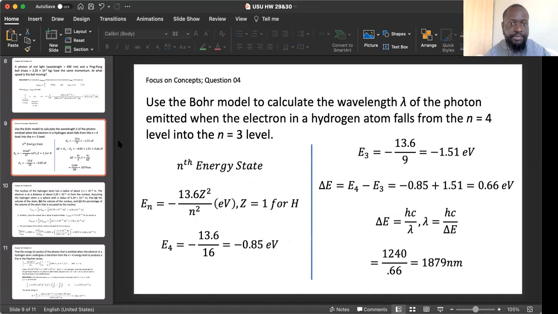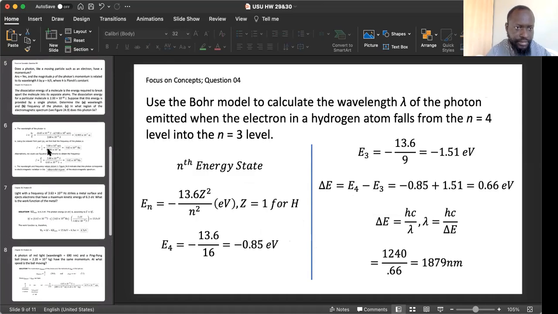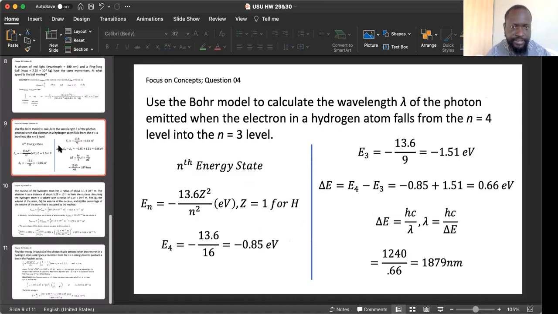So focus on concept question 04. It says, use the Bohr model to calculate the wavelength of the photon emitted when the electron in a hydrogen atom falls from the n equals 4 to the n equals 3 level.